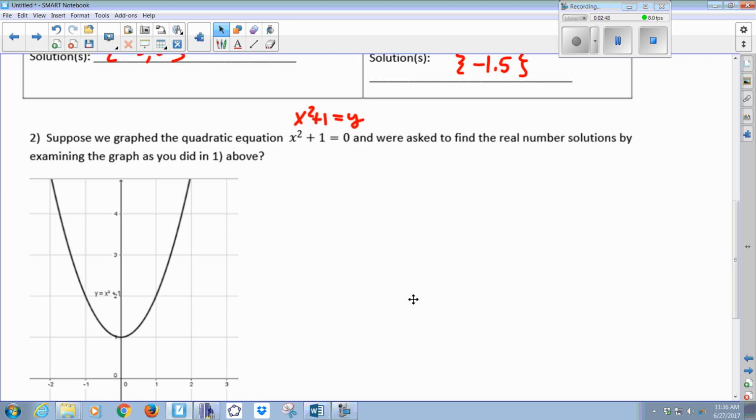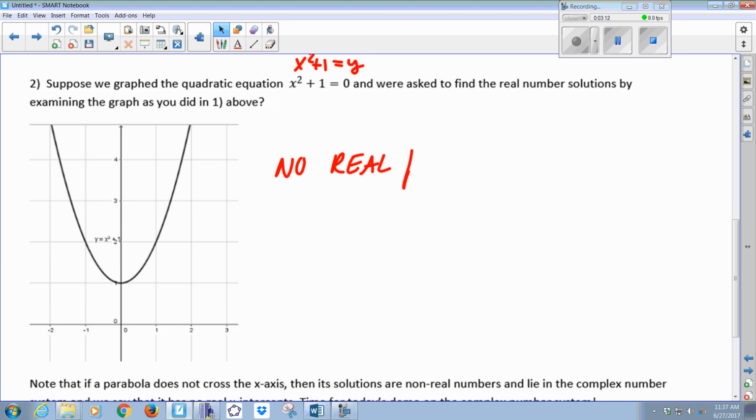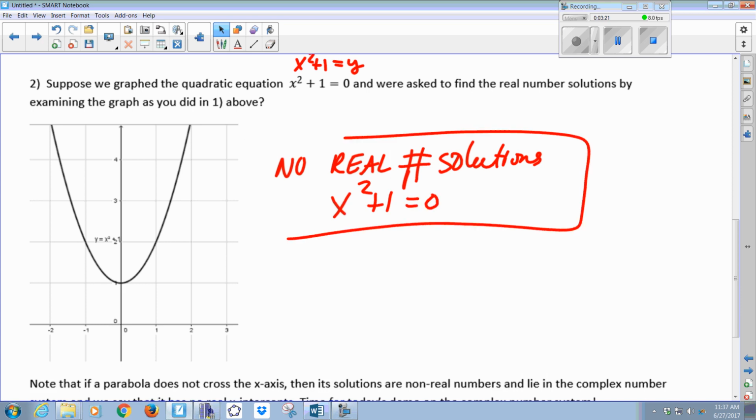And if we were asked to solve the equation x squared plus 1 equals 0, we would find, by examining the graph as we did in problem number 1, that we don't cross at all. So what are we going to say for our answer? Well, for right now, all you can say is that there are no real number solutions to this equation, x squared plus 1 equals 0. It has solutions, but they're not real numbers.